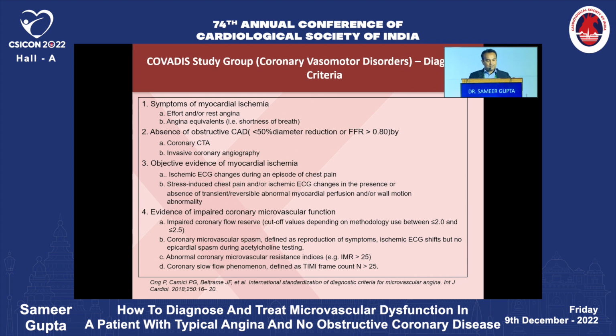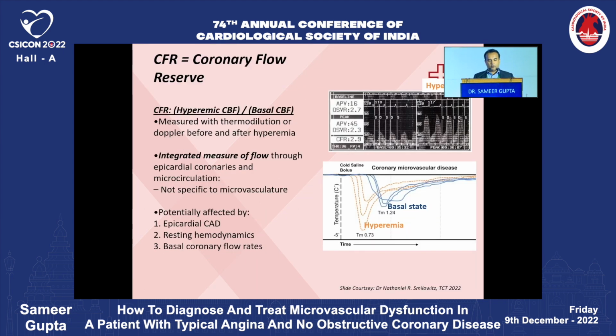And I will just spend some time over here because there are these different criteria that you use in practice to define coronary microvascular function. So an impaired coronary flow reserve, we'll talk about that in a second, coronary microvascular spasm with acetylcholine testing, abnormal coronary microvascular resistance as defined by an IMR more than 25, or coronary slow flow phenomenon defined as TIMI frame count more than 25, and we'll talk about all that.